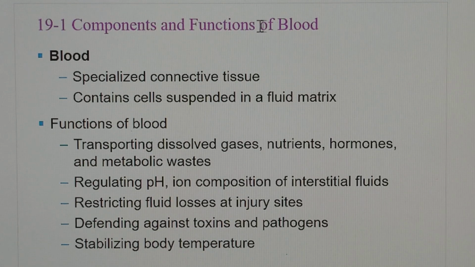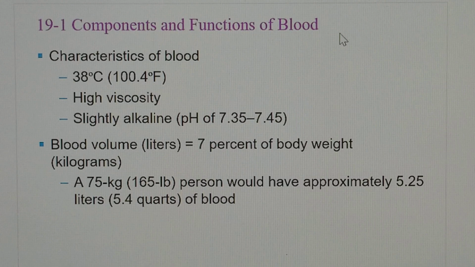The components and functions of blood. Blood is a specialized connective tissue. It contains cells suspended in a fluid matrix. Functions of blood are to transport dissolved gases, nutrients, hormones, and metabolic wastes; regulating pH, ion composition, and interstitial fluid; restricting fluid loss from injury sites; defending against toxins and pathogens; and stabilizing body temperature. We'll discuss all these in more detail as we move on.